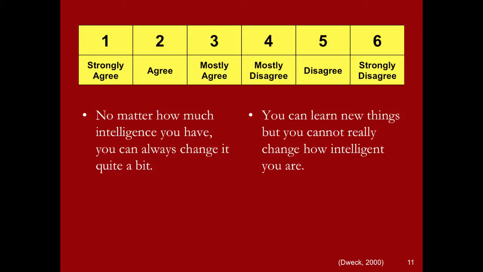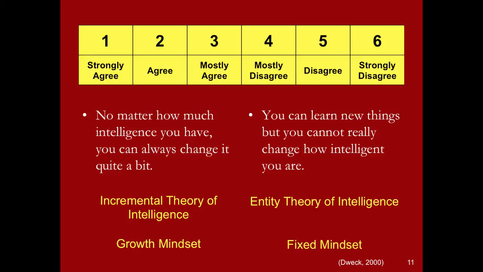We now know that intelligence is malleable, but a person's ability to impact their intelligence depends on their mindset. The statement on the left represents an incremental theory of intelligence. Learners with an incremental theory of intelligence are said to have a growth mindset. On the other hand, the statement on the right speaks to an entity theory of intelligence or fixed mindset. In the next several slides, we will examine the key differences between these 2 mindsets and how they impact a learner's intelligence and performance.